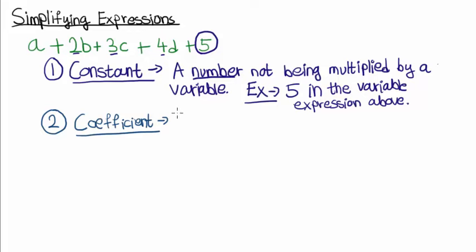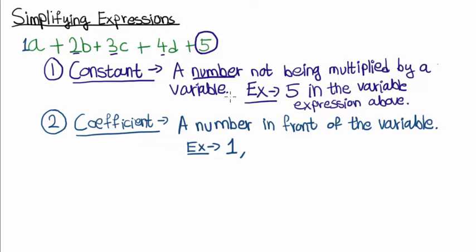If you think about it, the 1 in front of the a is an example of a coefficient because that is a number in front of the variable and you're multiplying 1 and a together. So 1 is a coefficient in the above variable expression. Similarly, 2 is being multiplied to the variable b, and it is in front of the variable b, so 2 is a coefficient as well. Similarly, 3 and 4 are also coefficients in the above variable expression.